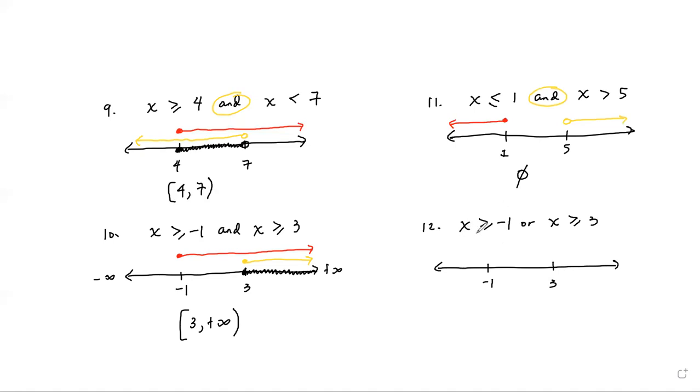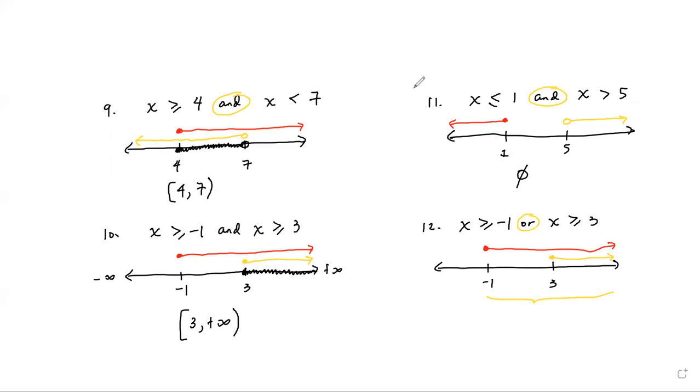X is greater than or equal to -1 is represented by a point on -1 and everything to its right. And then x is greater than or equal to 3 is represented by a point on x equals 3 and everything to its right. Now, when we say or, we're getting the union of the red and the yellow lines. So that means the or here means it's the union, which means we're considering everything starting from -1 going to the right side.